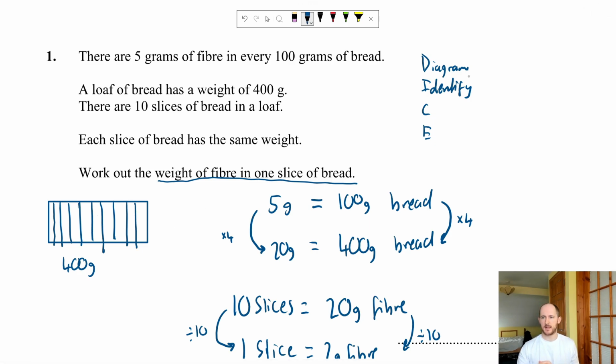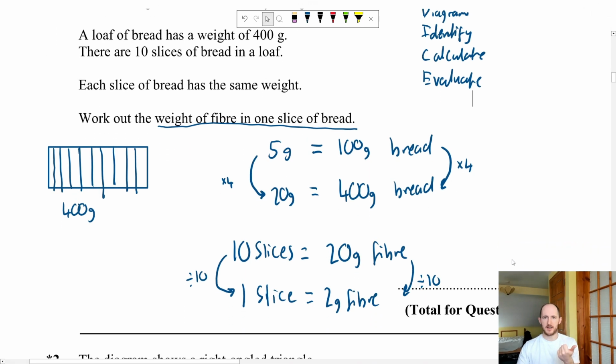The C stands for calculate. That's when we actually start doing the multiplying by 4, the dividing by 10, and all that stuff. Now the E is for evaluate. Now this is an interesting step because it encompasses a lot.